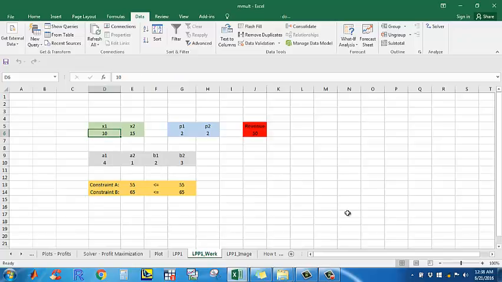for this particular firm. In the next video, we will look at the same example and we will verify the answer that x1 is equal to 10 and x2 is equal to 15 graphically.